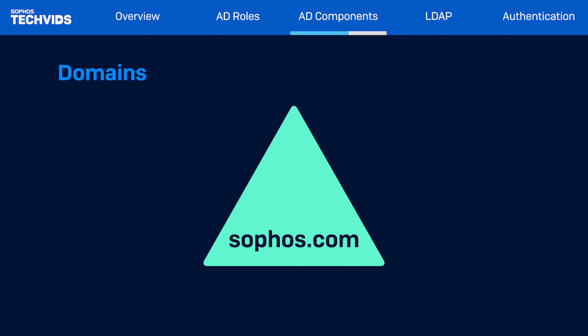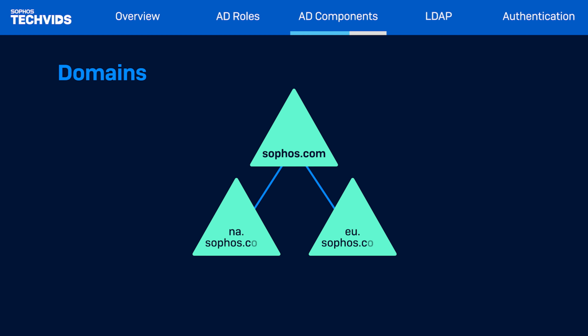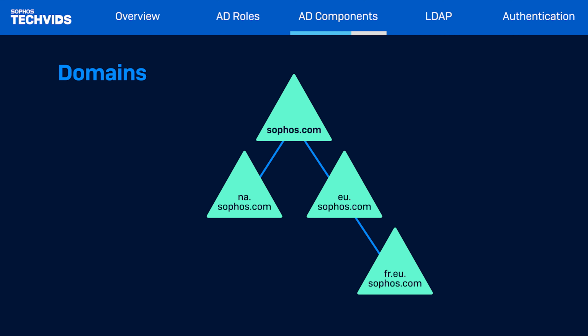For logical management, I'll add a few subdomains to be managed by region. I'll create a subdomain for North America and Europe. We'll also have a separate branch in Europe for our France department. These subdomains will delegate administrative permissions.